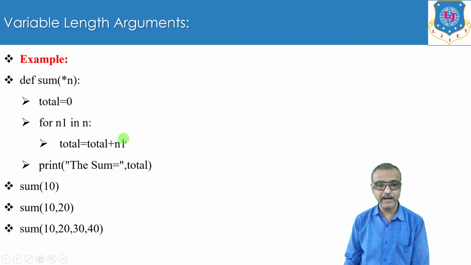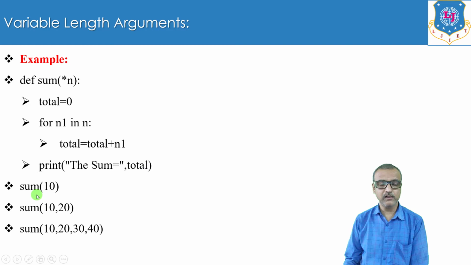Initially it will add the first element n1 to total 0 and assign the value to total, and then the next value in n will be added to total, and finally it will give the sum of all the values n1 present in n. So finally this print statement will execute, that is, print the sum equals total.